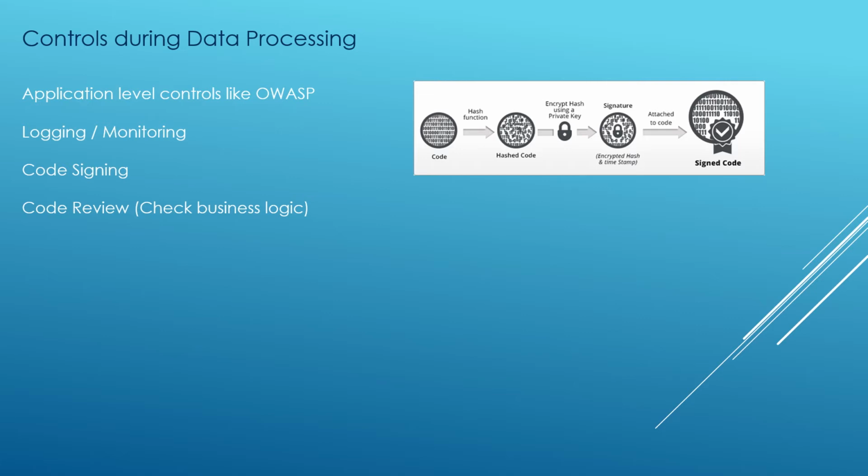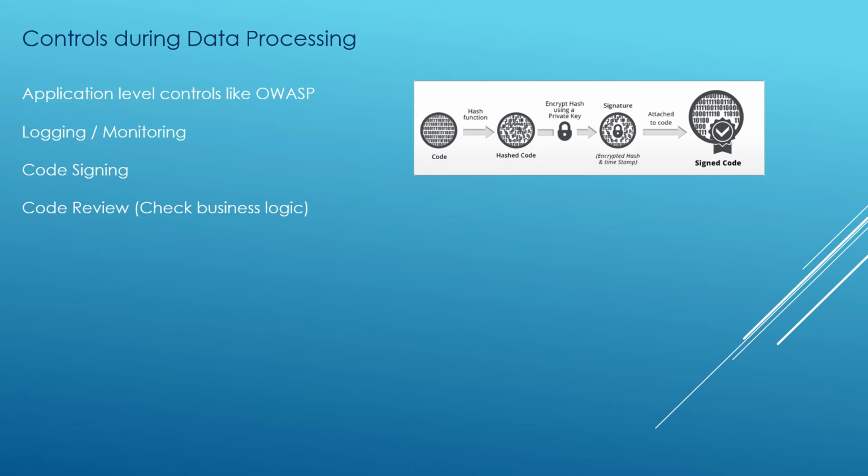Now let's have a look at data processing controls. Most of the time, the application level controls like OWASP controls are enough for keeping the integrity of the system. Sometimes we may need additional logging and monitoring to make sure any violations caused by the business logic processing can be captured and remediated.